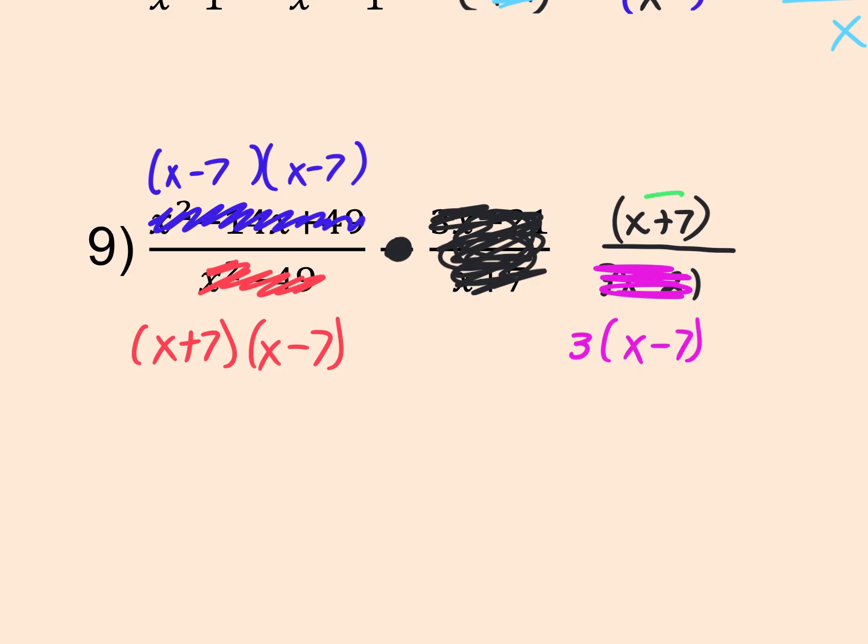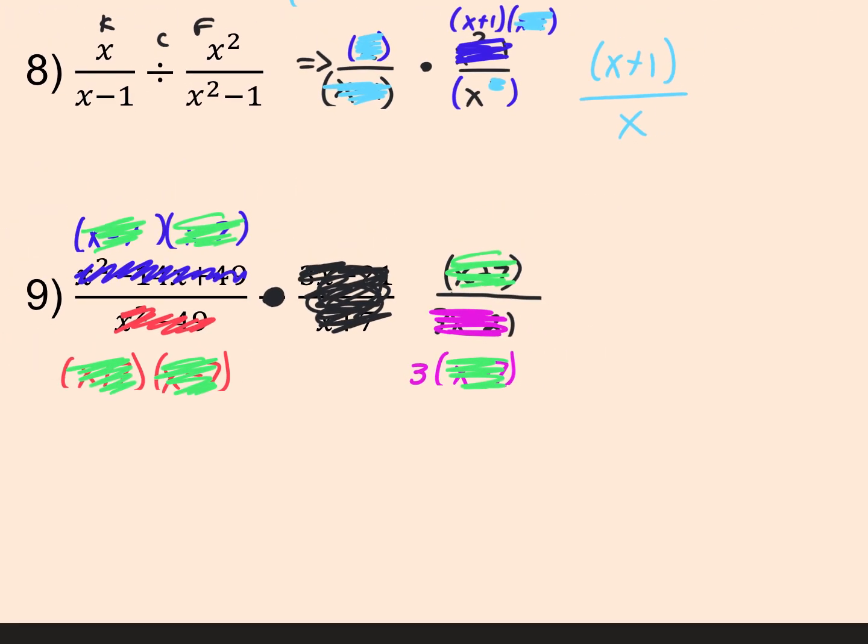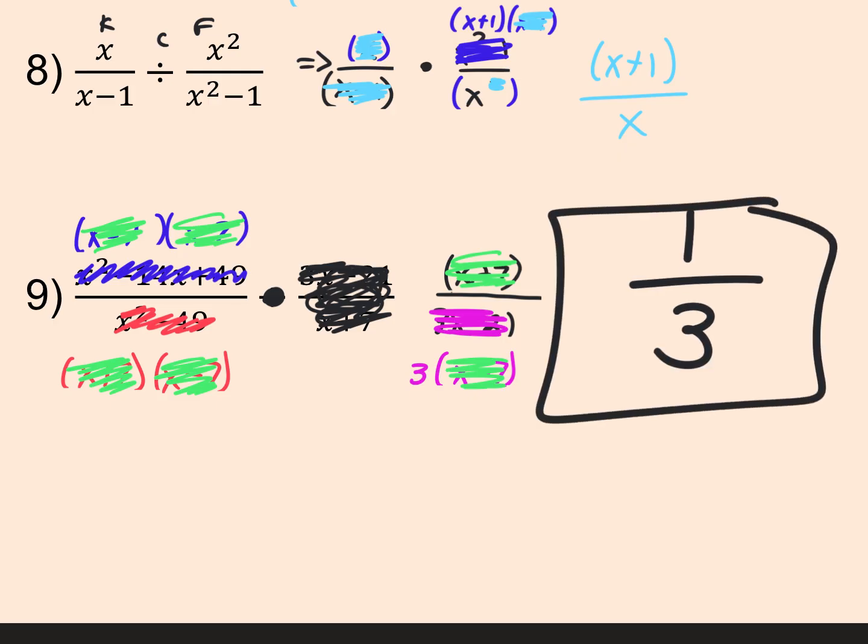All right, x plus 7 on the top. X plus 7 on the bottom. Okay. X minus 7 on the top with x minus 7 on the bottom. What are you left with, ladies and gents, in the numerator? In the numerator, a 1. And what are you left with in the denominator? A 3. If you tell me that that answer is 3, you are incorrect. The answer is what? 1/3.